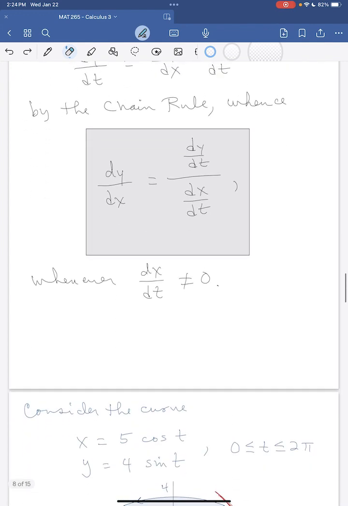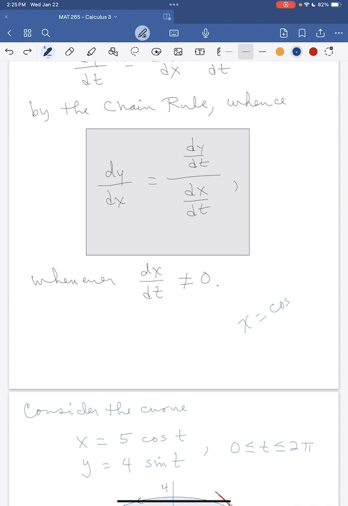All right, so let's consider the curve given parametrically by what we see here. So x equals 5 cosine t and y equals 4 sine t. And I find it helpful to compare this curve to the unit circle, which parametrically is x equals cosine t and y equals sine t, over the same limits, where t is an element of 0 to 2 pi.